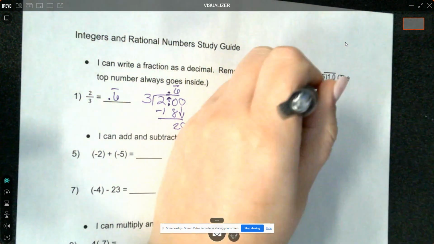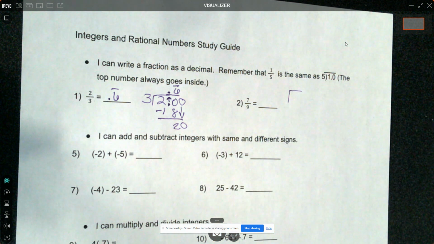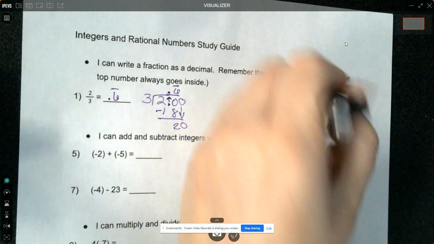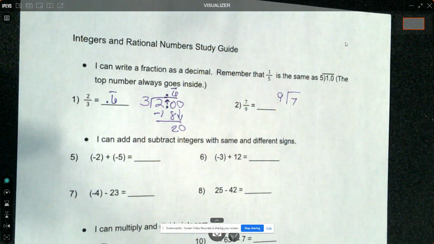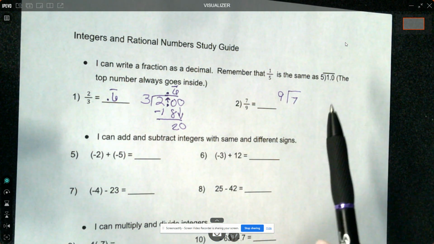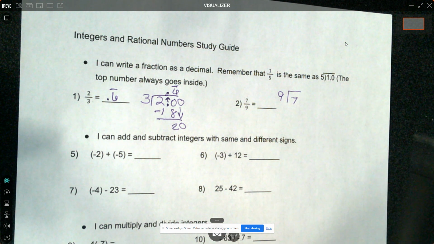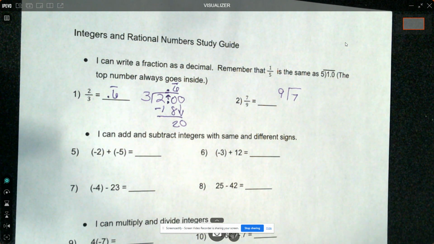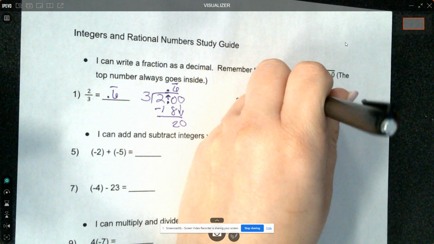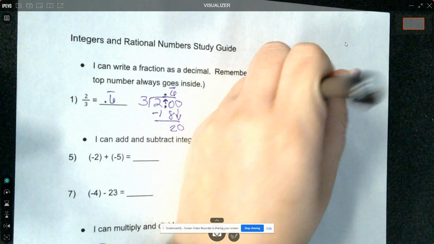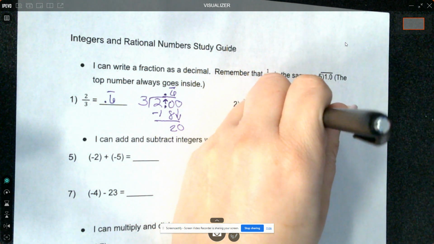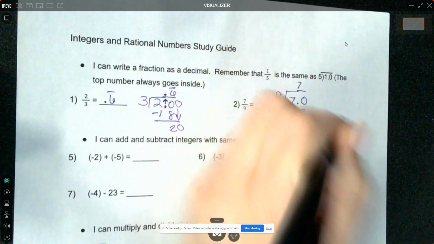On number 2, how would I set it up? What would I do? Elizabeth? 7 on the inside, 9 on the outside. Since 9 doesn't go into 7, what can I add, Piper? Decimal and a 0. 9 does go into 70, but how many times? 7. 7 times. 9 times 7 is 63. When I subtract, I have 7 left over.